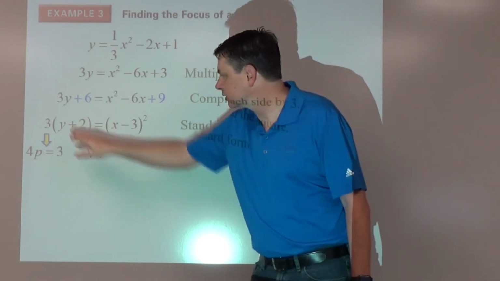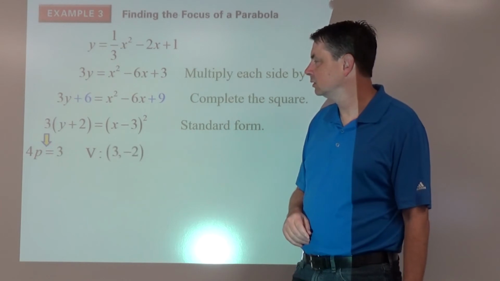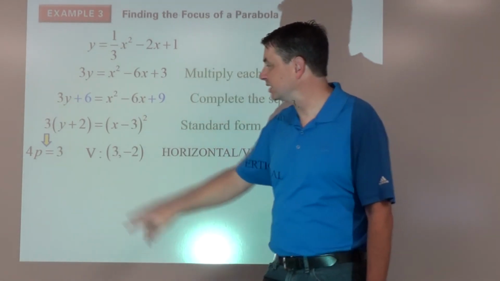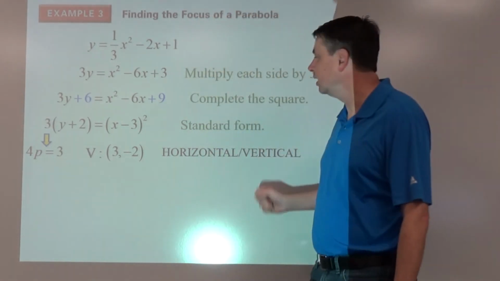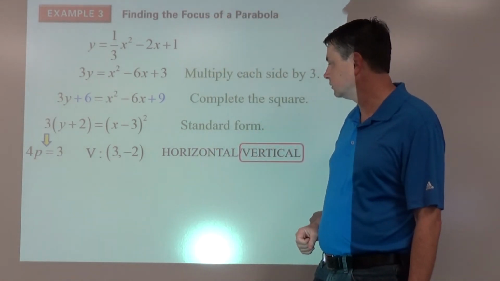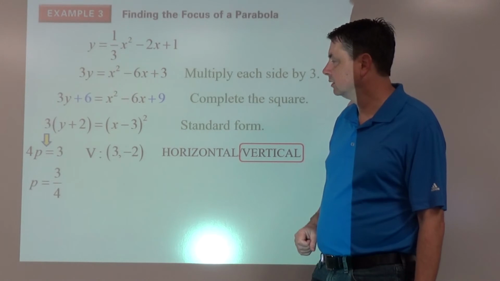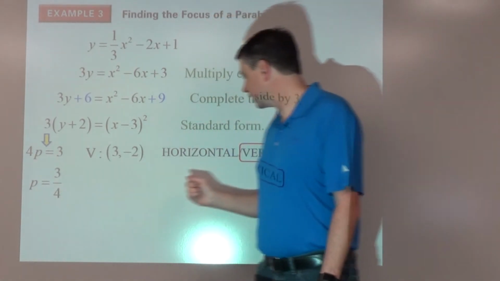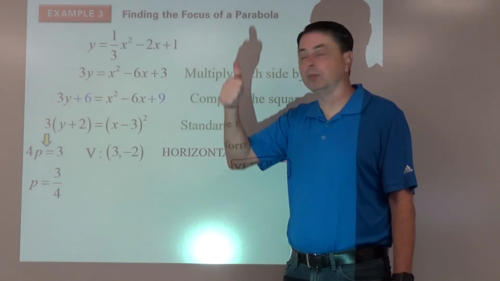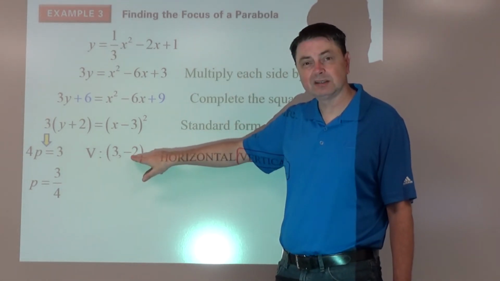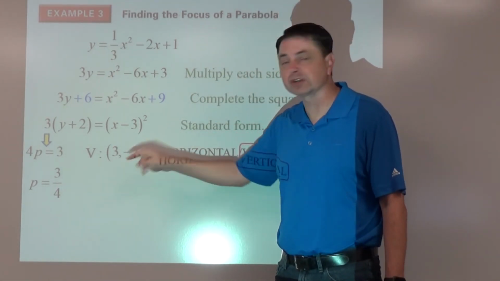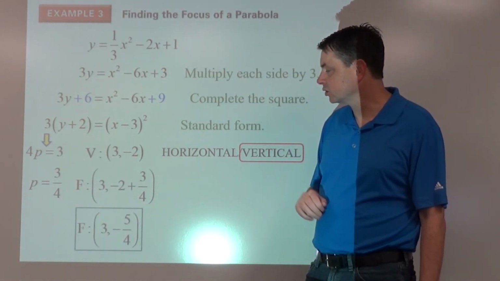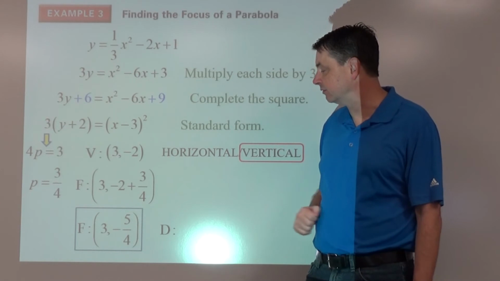We've got our vertex at (3, -2). X is being squared, so this is vertical. So when we say p is going to be 3/4, and it's positive, and we're talking about vertical, we're going to go up 3/4 from here, which means we can add 3/4 to the y-coordinate. So we get (3, -5/4).